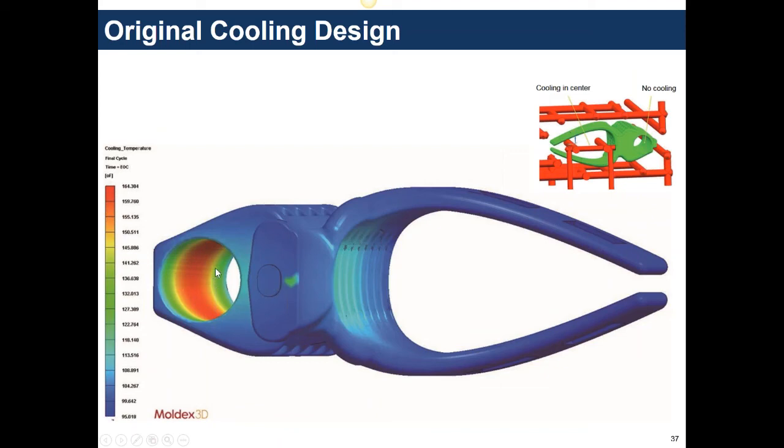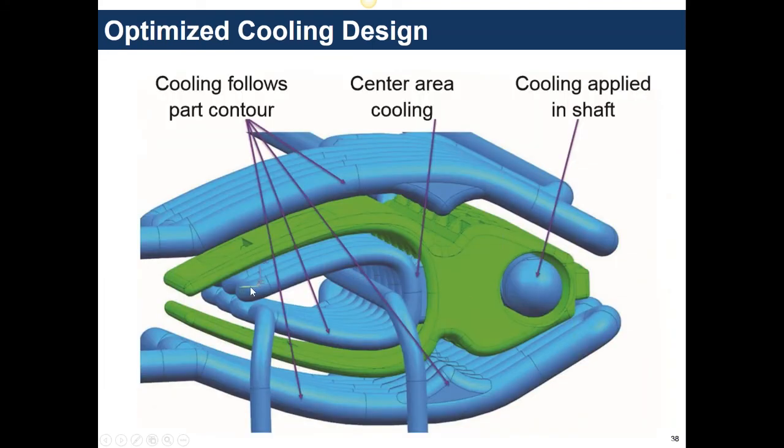So if we can do something to make this temperature more uniform, so that everything cools more uniformly, you should be able to reduce the cycle time significantly. So what they did is they designed conformal cooling channels. Now they took advantage of the new technology out there to come up with really nice cooling channels that conform to the shape of the part.